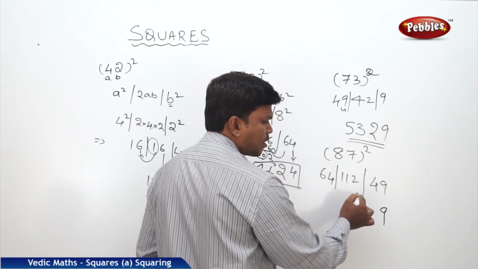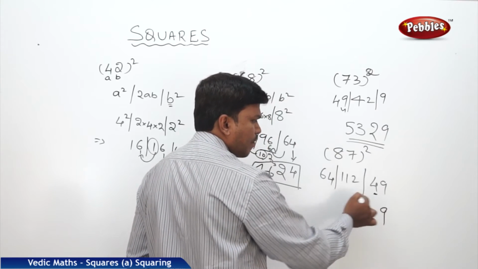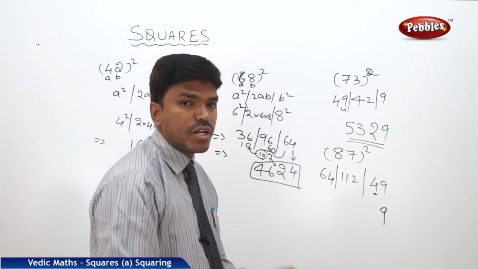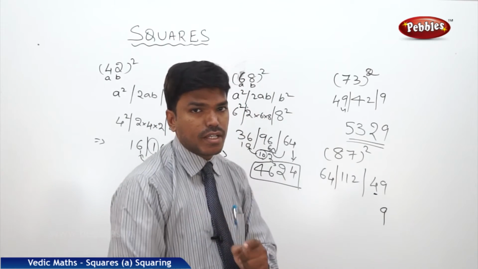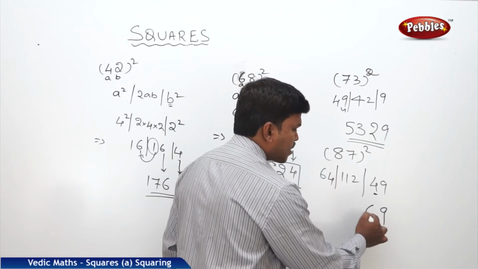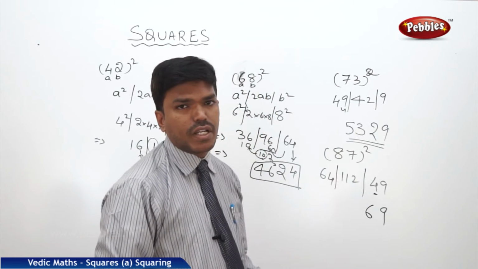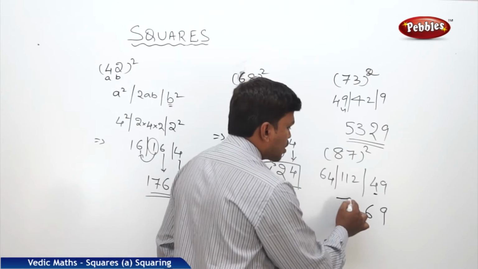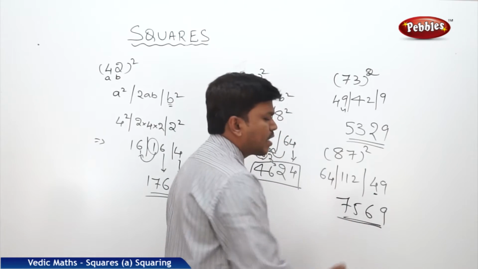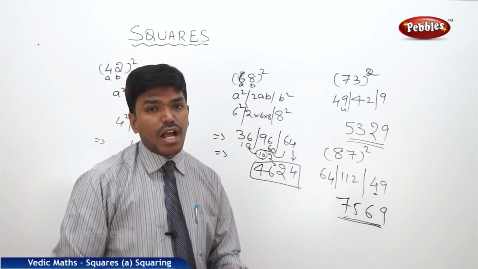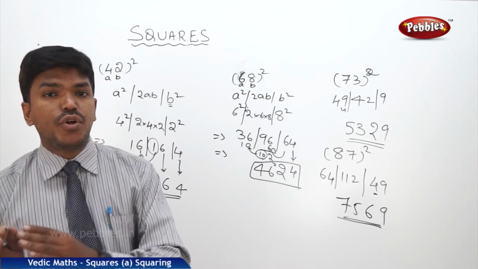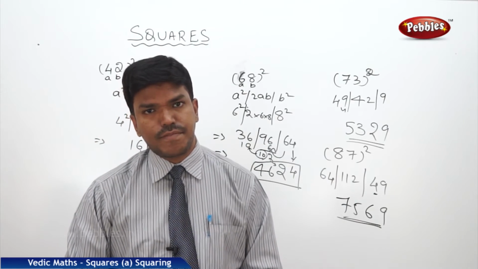So carry forward to the next number, that is tens place, 112 plus 4. So what is 112 plus 4? 116. In 116, I am dropping the 6 and carrying the 11. 64 plus 11. How much? 75. So what is my answer? 7569. Like this you can calculate until 99. From 10 to 99 you can calculate like this.